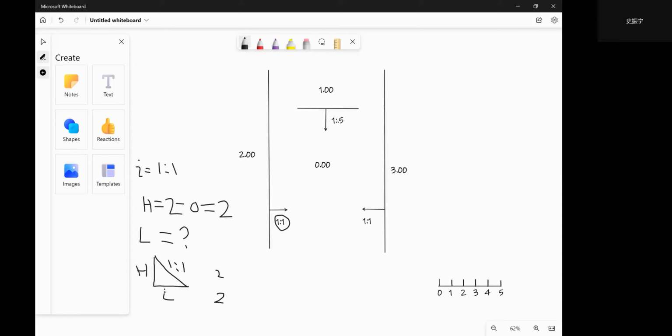And so we can calculate L from the i and H. And then how can we draw two units in the drawing in this picture? So now we have to use the scale ruler. Here you can see the 0, 2. Okay, this distance is 2 units, and then we put it here.